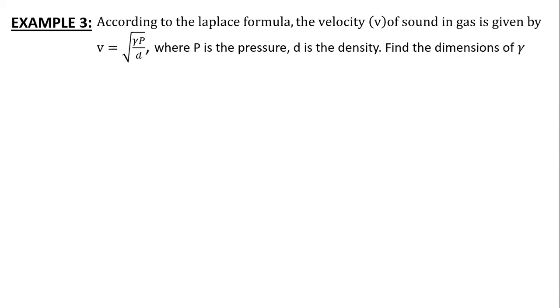According to the Laplace formula, the velocity v of sound in a gas is given by v is equal to root of gamma p by d. That symbol is gamma, where p is the pressure, d is the density. So just find the dimensions of gamma.